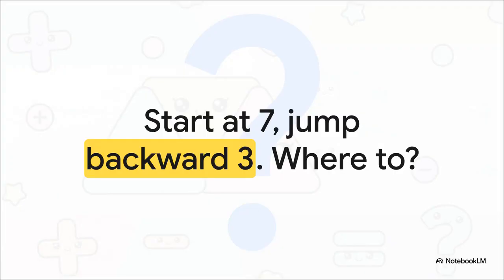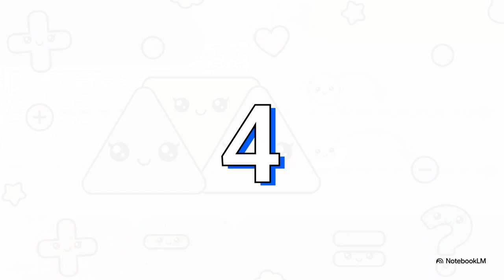All right, let's test those backwards hopping skills. This time, start on the number 7. We are subtracting, so you need to jump backward 3 spaces. Ready? Hop 1, hop 2, hop 3. Shout out where you landed. Boom! Yes, you landed on the number 4 because 7 minus 3 equals 4. Look at that. You just used a number line to do subtraction, and you did it perfectly.